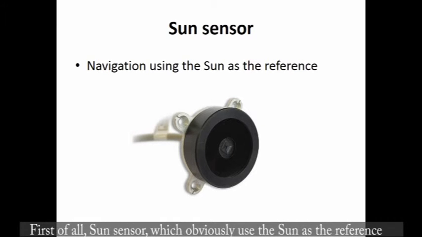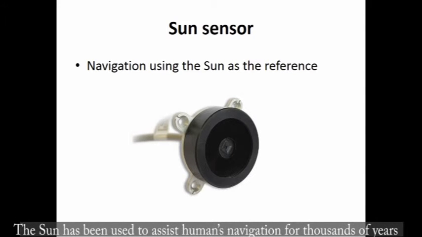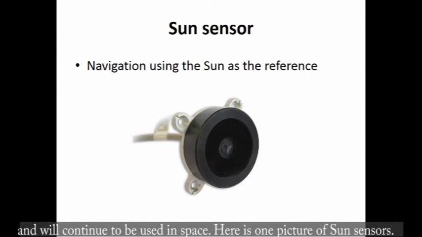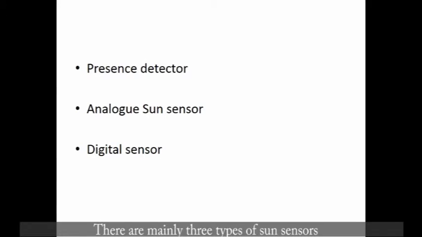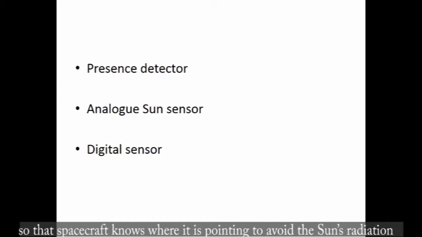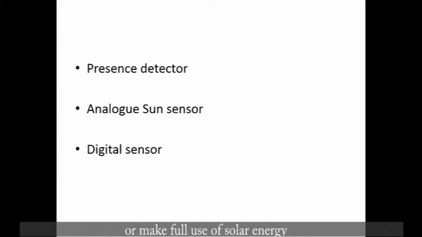First of all, sun sensor, which obviously uses the sun as reference. The sun has been used to assist human navigation for thousands of years and will continue to be used in space. Here's one picture of the sun sensors. There are mainly 3 types of sun sensors: presence detector, analog sun sensor, and digital sensor. Presence detector only monitors if the sun is in the field of view, so that the spacecraft knows where it's pointing to avoid the sun's radiation or make full use of the solar energy.